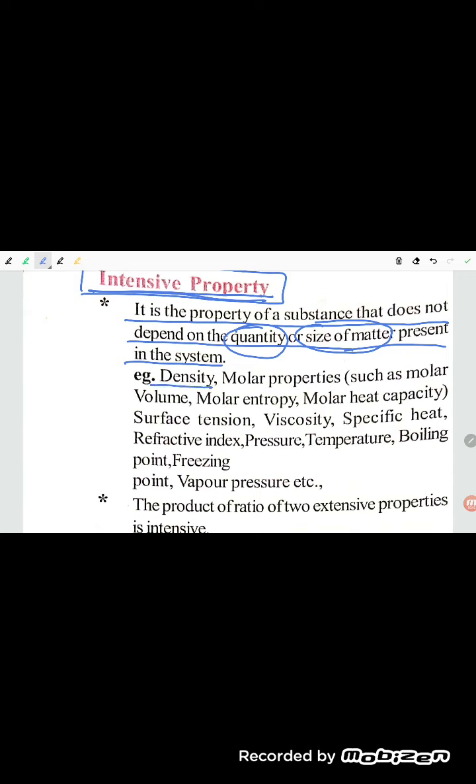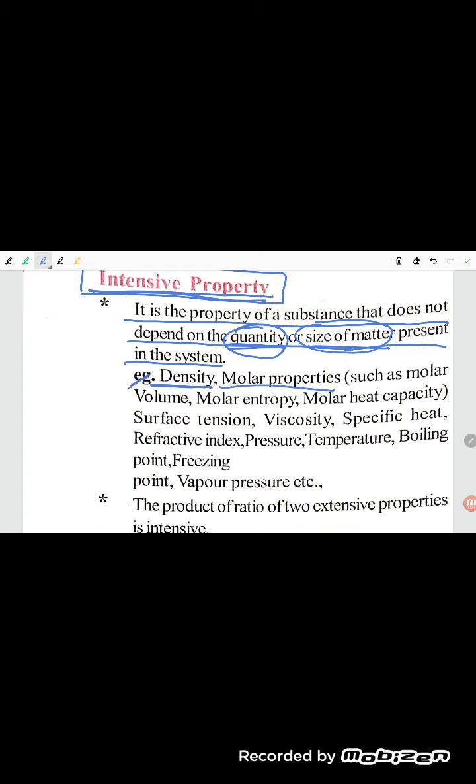You will be able to find the density. Density is an intensive property. How can you say density is an intensive property, students? Density is mass per unit volume. So mass per unit volume never gets changed, students. It is always constant, no matter how much quantity is there. Since it does not depend on the quantity or size of the matter, density is an intensive property.